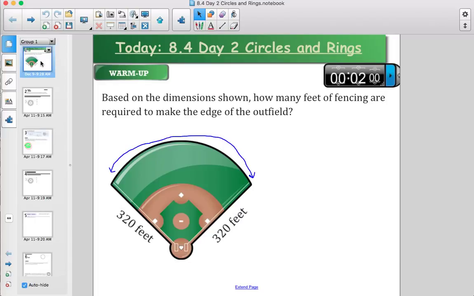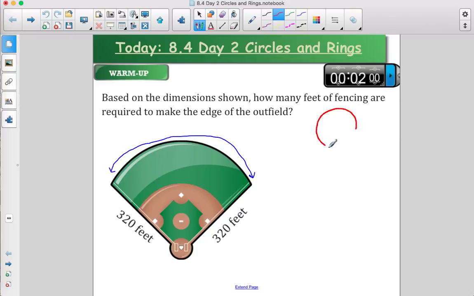The warm-up question is investigating one of the properties that we looked at yesterday for circles, which is the circumference. The circumference is the distance around the outside of a circle. You can think of it as the perimeter of the circle. So if you have a circle, the distance around the outside of the circle is its perimeter, and the perimeter for a circle we call circumference. Circumference is equal to 2 pi times its radius.